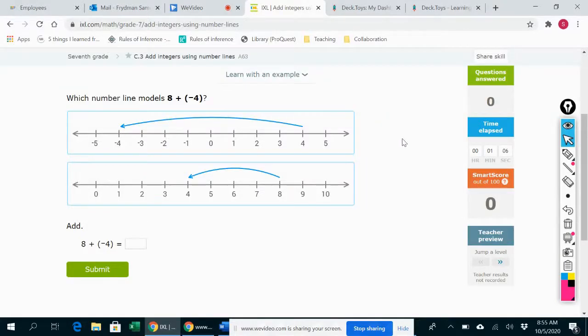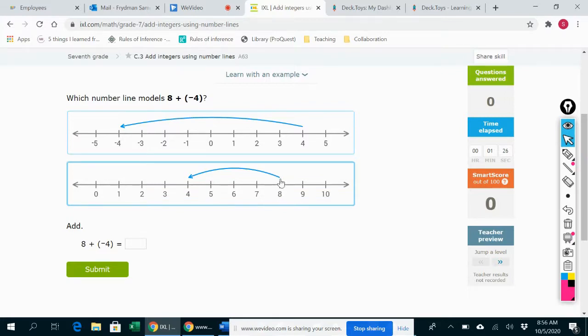Hi, everybody. Let's do 7th grade C3, add integers using number lines. So we're always going to start on the first number. The first number in this problem is 8. So that means we would be starting at 8 over here. So already we know that this is the correct answer.